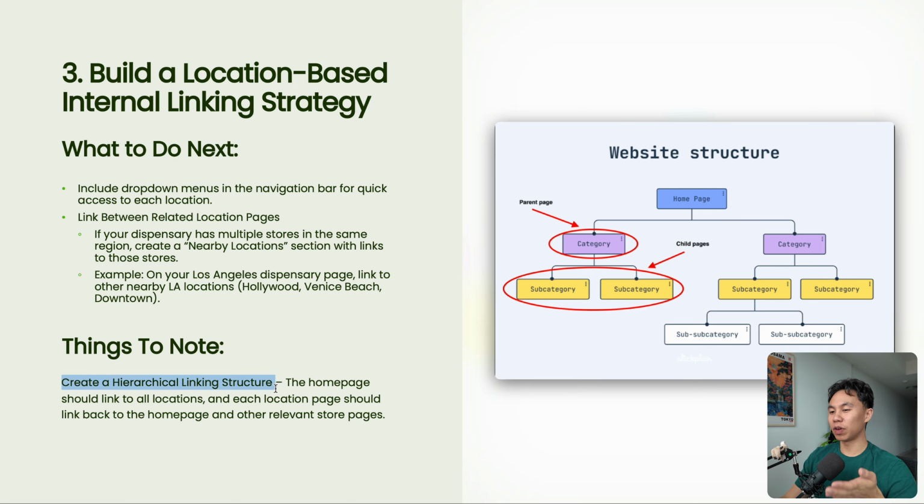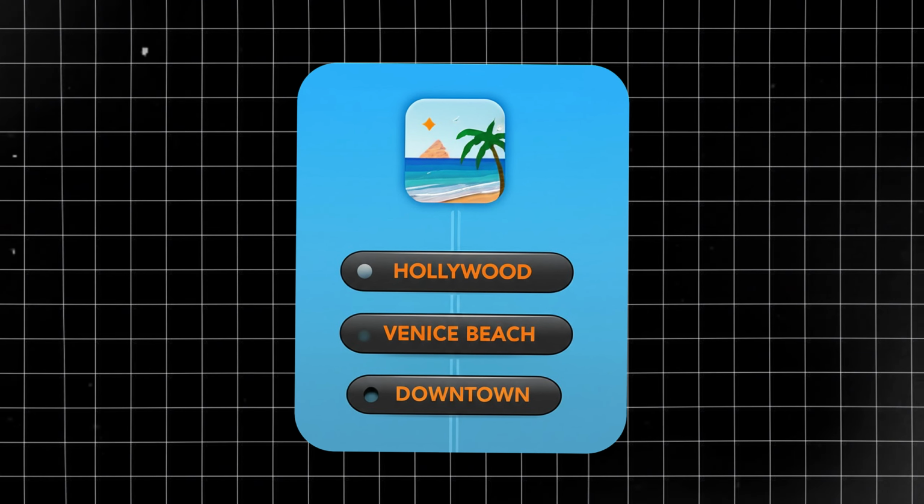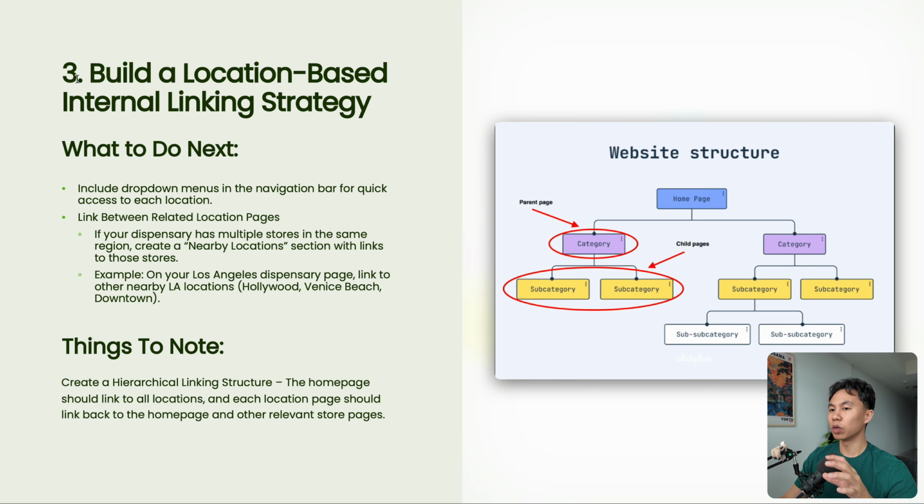So the other thing to note is you want to create this hierarchical linking structure, right? The home page should link to all locations, and then each location page should link back to the home page and other relevant store pages. This is called internal linking. It means that this page can link to this page, but it also has a hierarchical structure in terms of how your website needs to get built out.